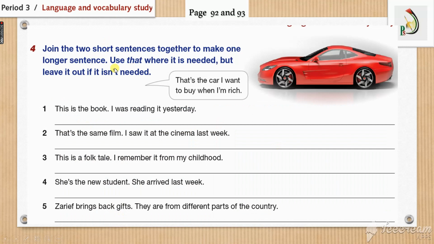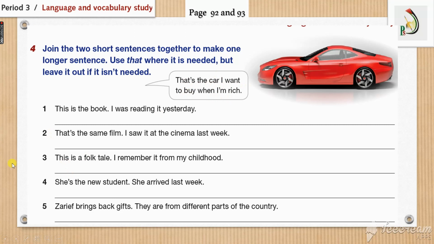Now you have to join two short sentences together to make one longer. Use that where it is needed, but leave it out if it is not needed. That's the car I want to buy when I'm rich. See, that's the car that I want to buy when I'm rich. Since it is talking about the object, which is the car, you can leave that out. That's why it's just written, that's the car I want to buy when I'm rich.